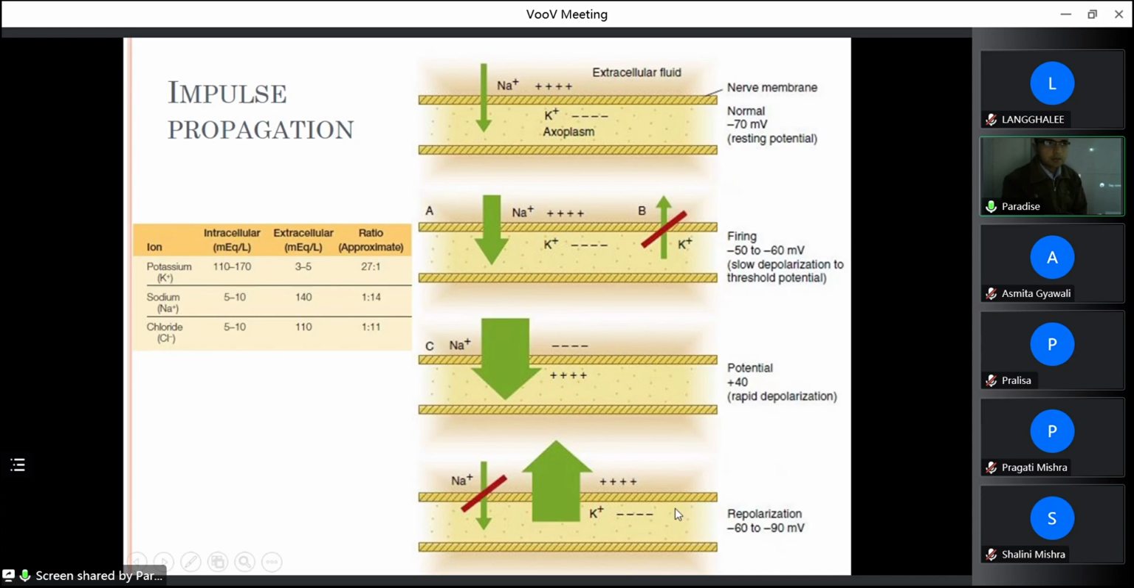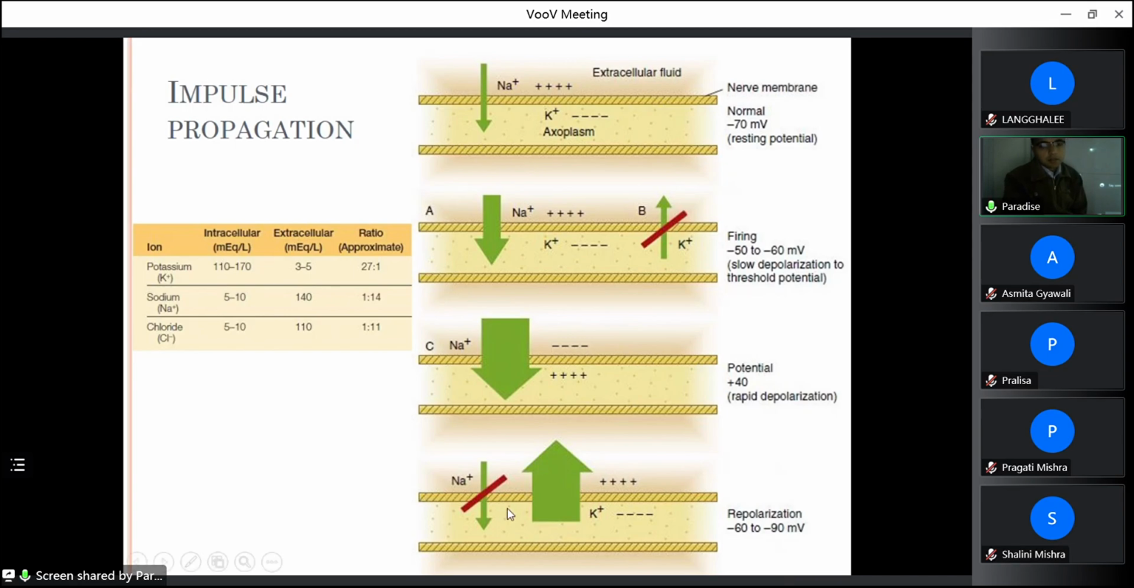Now there comes the action of the sodium potassium ATPase pump. What will it do? It will take 3 sodium ions from the intracellular environment and take them out to the extracellular fluid, and it will take 2 potassium ions from the extracellular fluid and bring them inside the intracellular fluid. So the sodium potassium ATPase will maintain the concentration gradient of sodium and potassium, and it is an active pump. It is called active because it acts only by consuming ATP, adenosine triphosphate. So it uses energy. That's why it is known as an active pump.